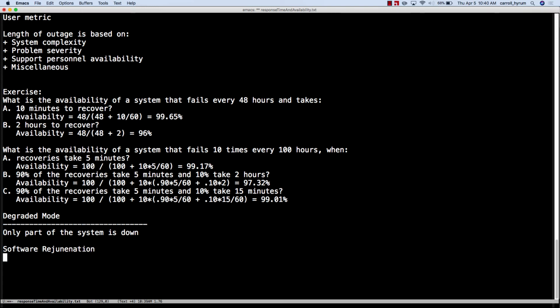Software rejuvenation is based off the concept that software, like hardware, ages over time. What do I mean by ages over time? You have memory leaks that accumulate, we have storage fragmentation, we have round off errors, etc. And so what software rejuvenation means is that we're going to have system restarts.